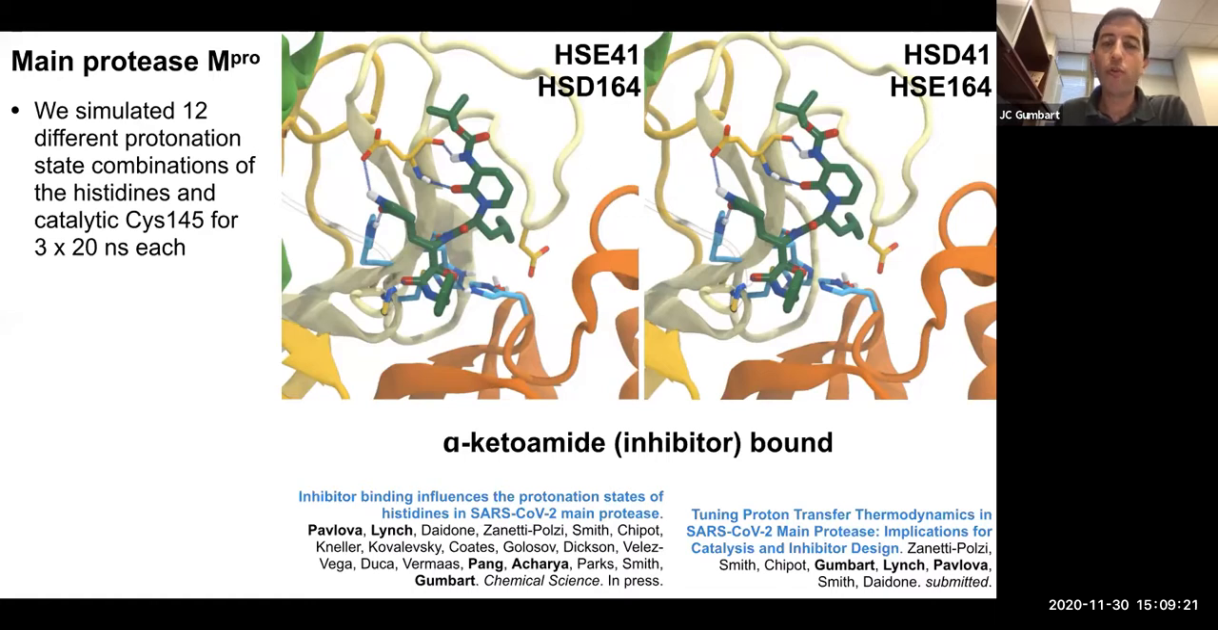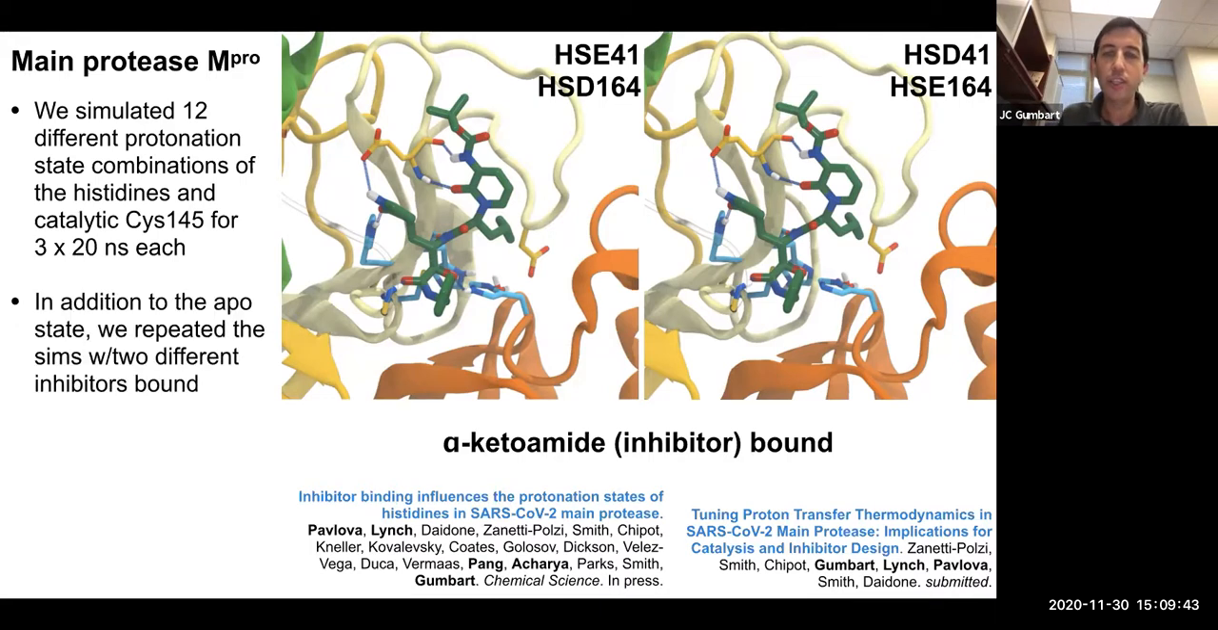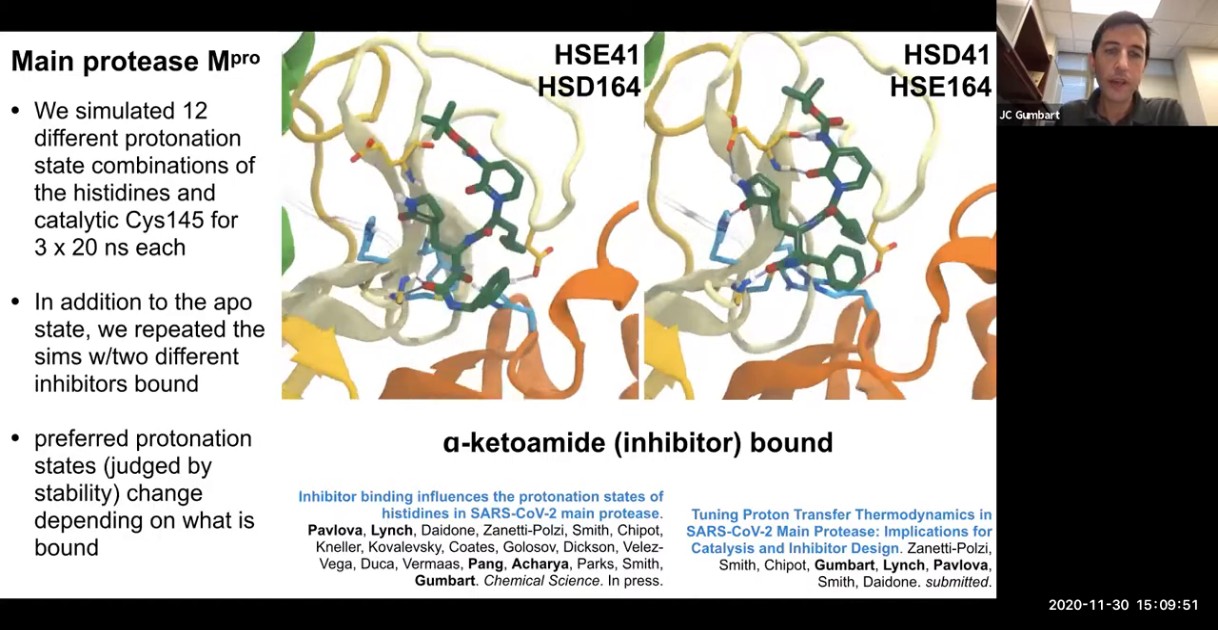And then we also modulated the catalytic cysteine 145, which we do know has to become deprotonated at some point in order to carry out a nucleophilic attack on the substrate. So we simulated these different combinations for 20 nanoseconds each, times 3 copies. And in addition to the apo state alone, we also looked at it with 2 different inhibitors bound that had already been crystallized. And so here's what we see.